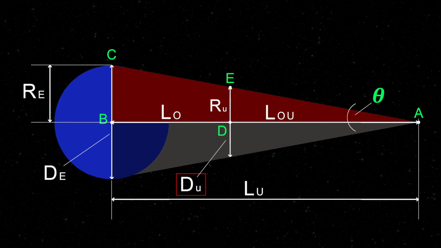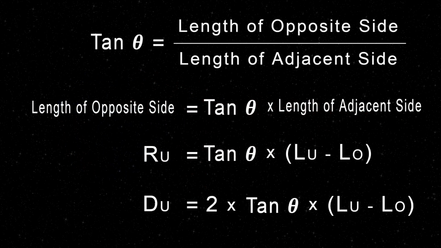We now have the length of one side of the triangle, L sub OU, and we have the value for the angle theta. Now, what can we do with these values? Moving back to our tangent equation, we can algebraically manipulate the equation by multiplying both sides by the length of the adjacent side. That leaves the length of the opposite side isolated by itself. And we then swap both sides so that it is now on the left side of the equation.